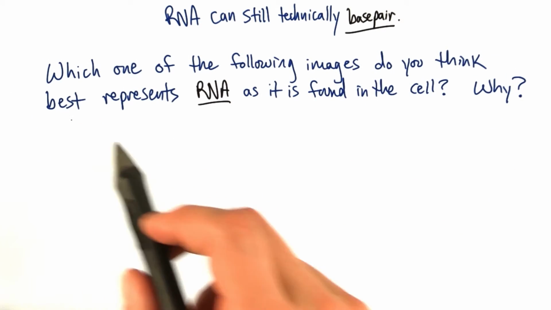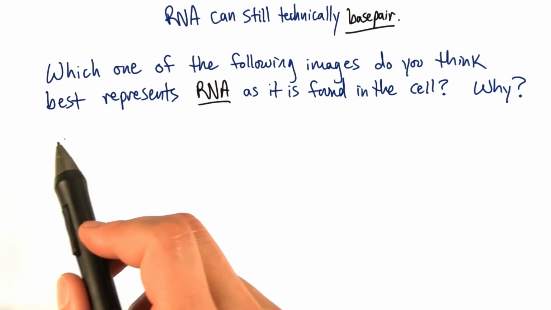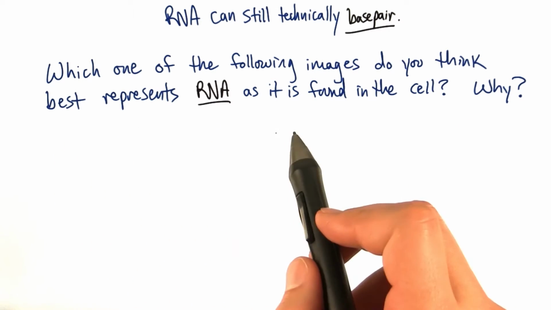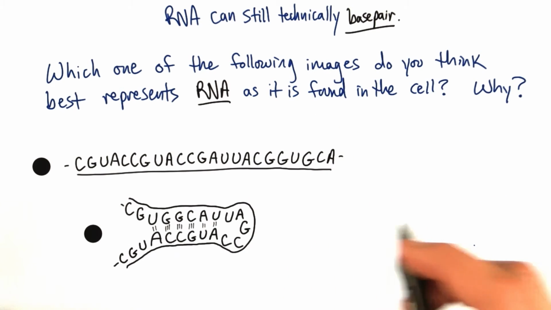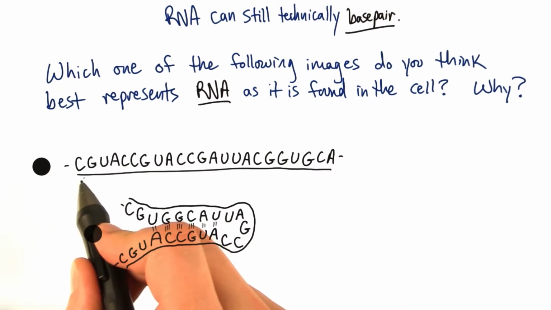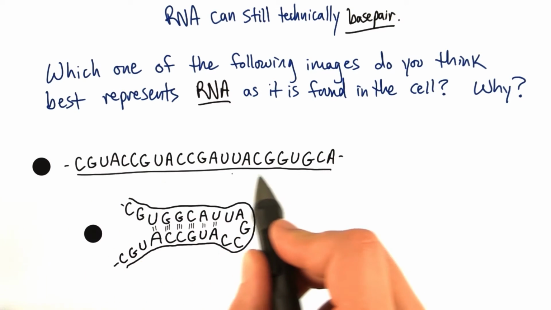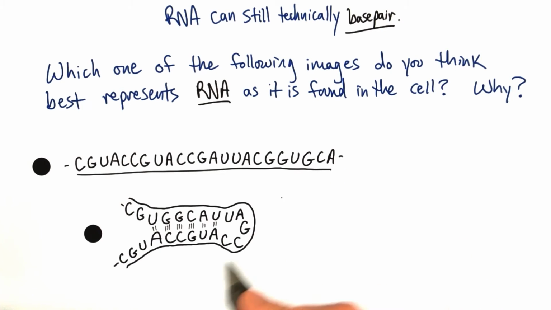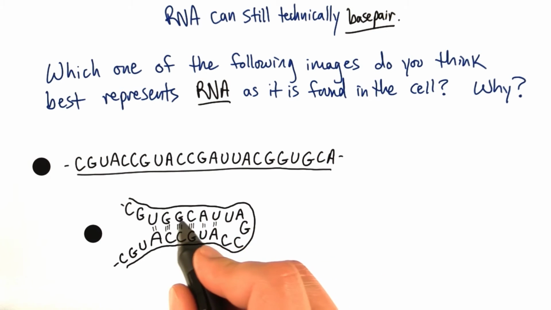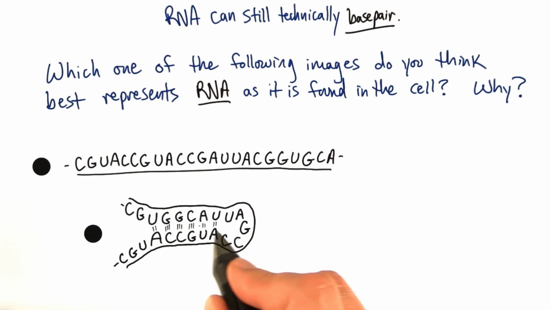I want you to see if you can tell me which one of the following images do you think best represents RNA as it is most likely found in the cell? Do you think you'd see a single strand of RNA just as a straight linear strand all laid out like this first option? Or do you think you would see something that looks like this, where the single strand has folded back on itself in certain areas where it appears there may be some base pairing?